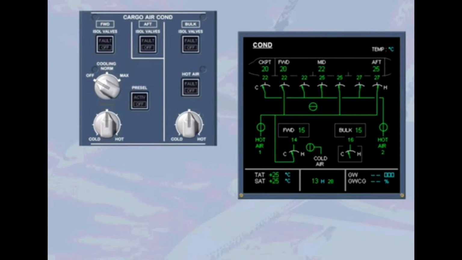Final compartment temperature adjustment is achieved by the ventilation controller, which controls the trim air valve by comparing the ambient temperature and the selected one. This cockpit temperature selection can be overridden by the preselected one when the ACTIVE light is on.